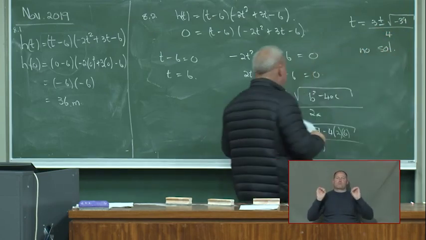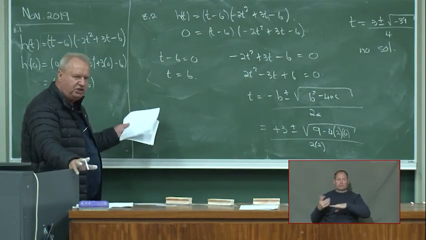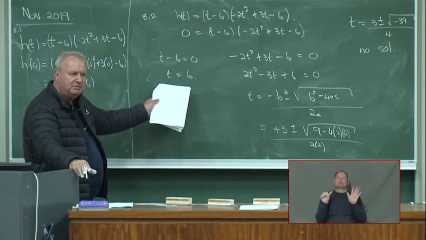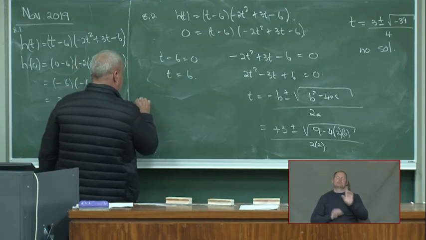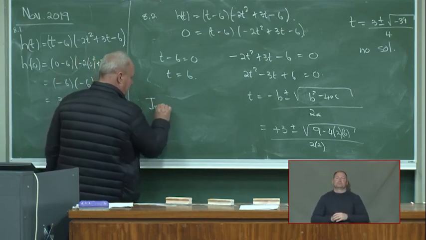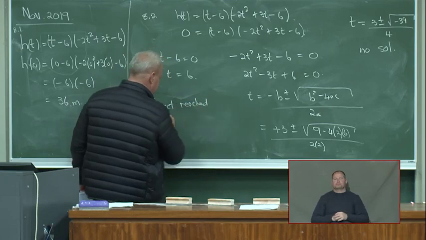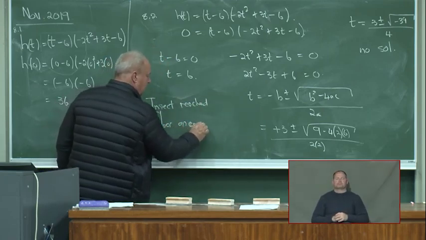So at which time did the insect reach the floor? When t was 6. So how many times did the insect reach the floor? Once. So the insect reached the floor once. Right. Are you with me?